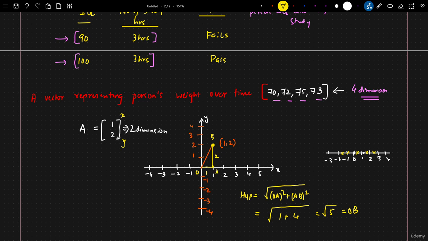So when we say 1, 2 with respect to this x and y, that basically means, hey, first of all, we are moving 1 unit towards the x-axis and 2 units towards the y-axis. This is what this entire vector represents. Okay. Similarly, let us go ahead and take another point.